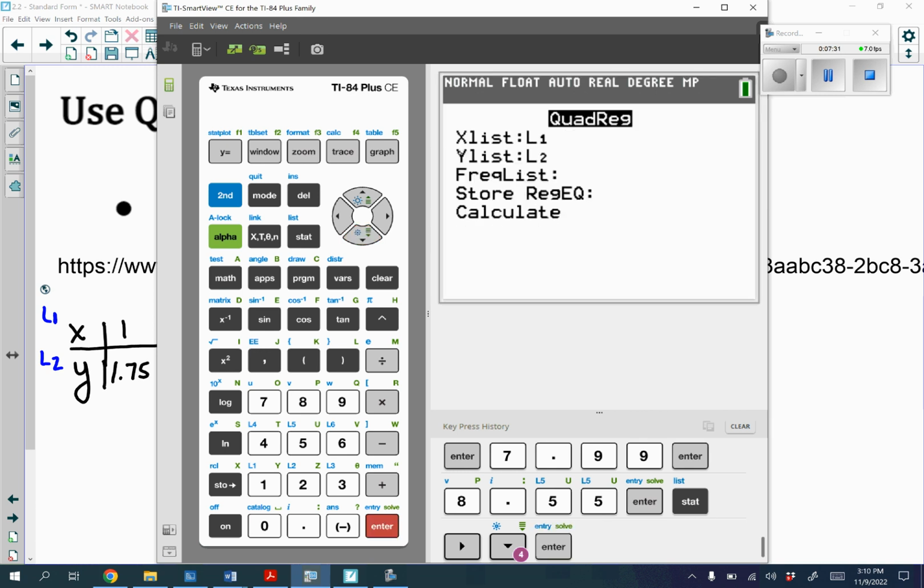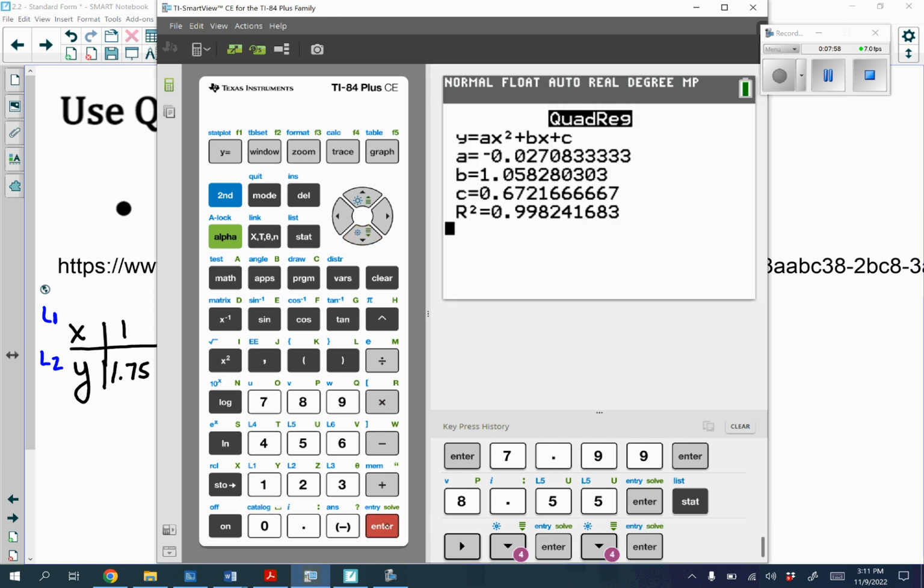Now you need to make sure your X list says L1 and your Y list says L2. If not, it's going to give you an error. Another way it could give you an error is if in your lists you don't have the same amount of X and Y values. That will also say error, okay? So I go ahead and down arrow all the way to calculate. Don't worry about frequency lists. Don't worry about this store here. Just go all the way down to calculate and press enter.